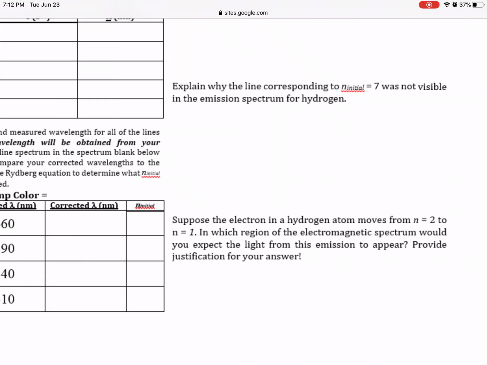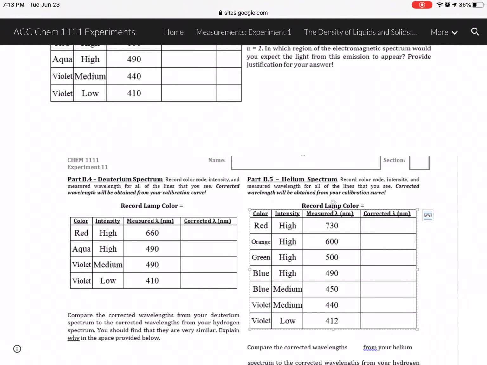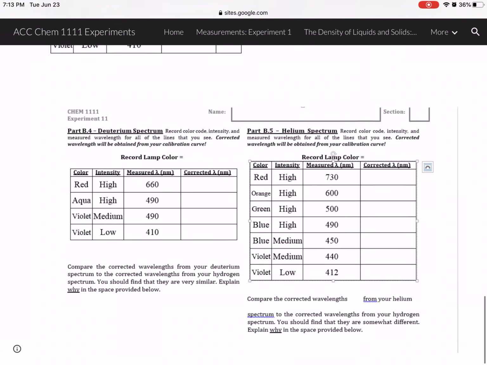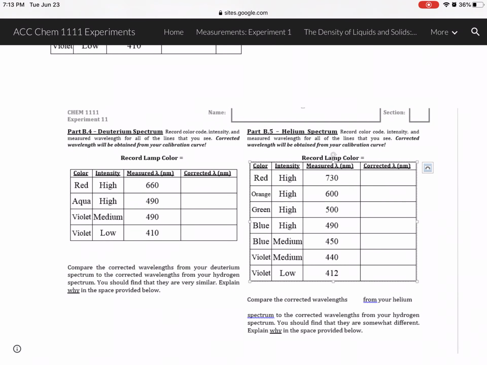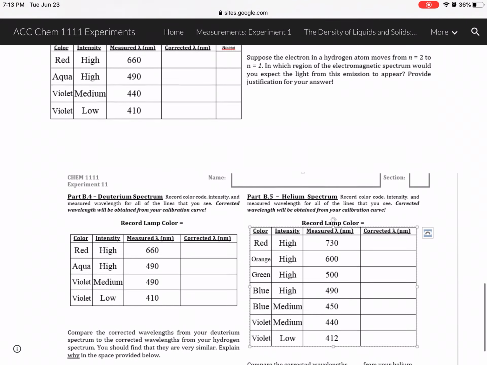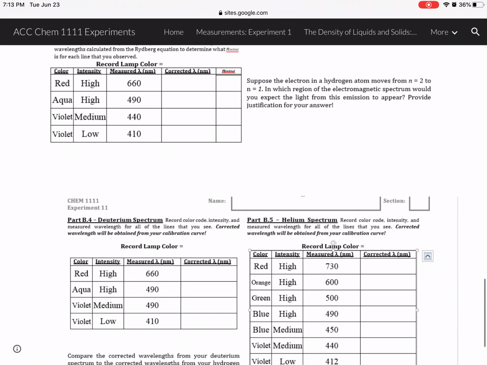All right. And then the next part, deuterium spectrum. For the deuterium spectrum also, you can see the colors are there: red, aqua, violet, violet, and the measured wavelengths are given. For the corrected wavelength, just like I showed you how to find it using the equation from the graph, you can find the corrected wavelength for the deuterium spectrum.